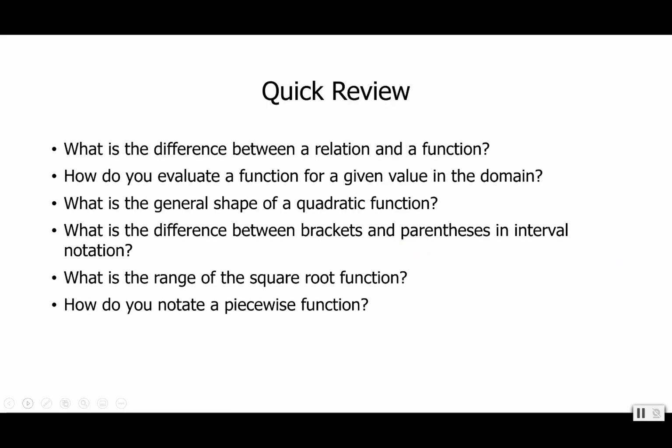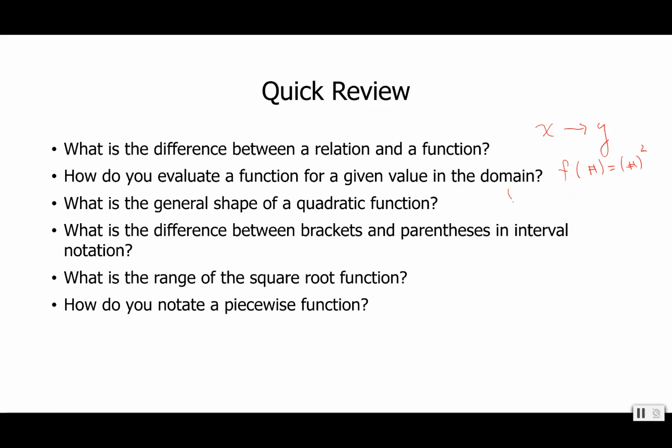Okay, so what is the difference between a relation and a function? A relation is any old pairing of two things, right? A function is very specific. For one x value, for one input, we have only one output. How do you evaluate a function? All you have to do is substitute that number into every place you see it in the function, right? And simplify.